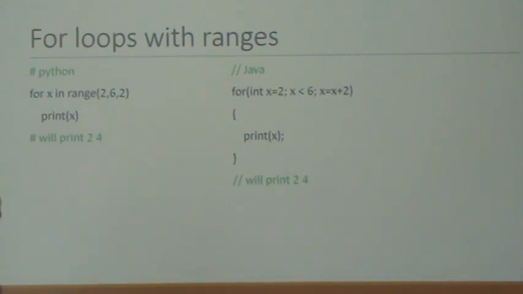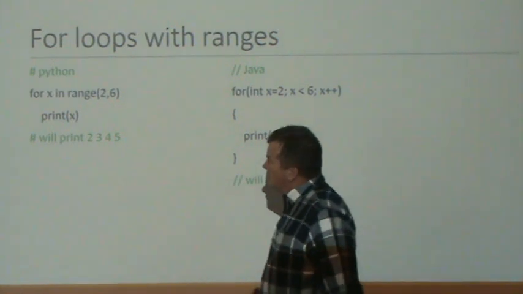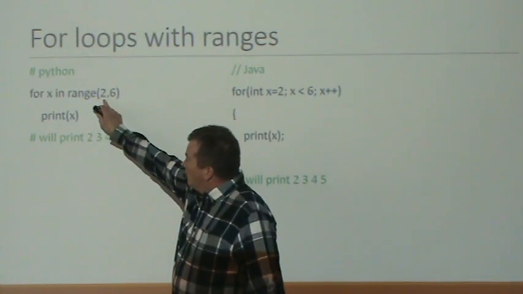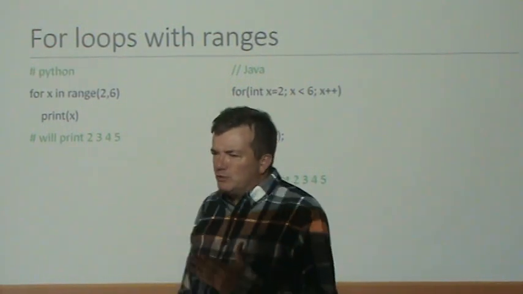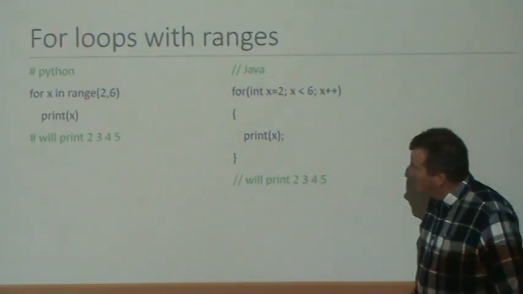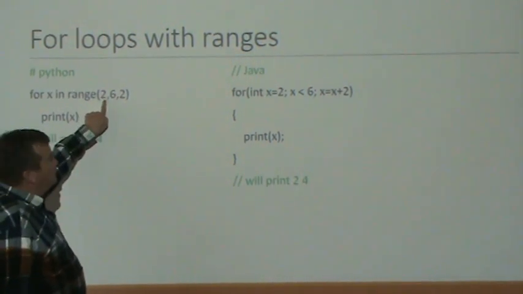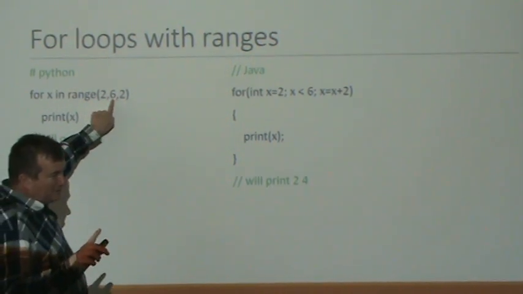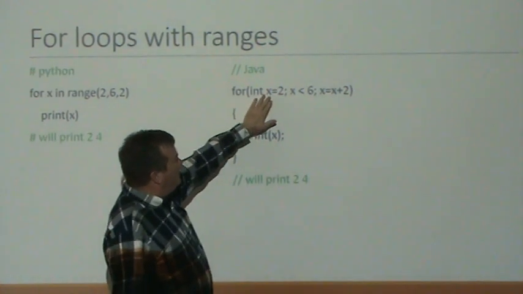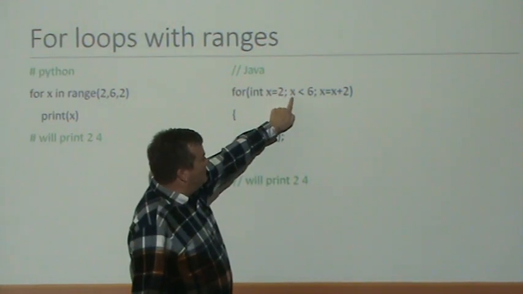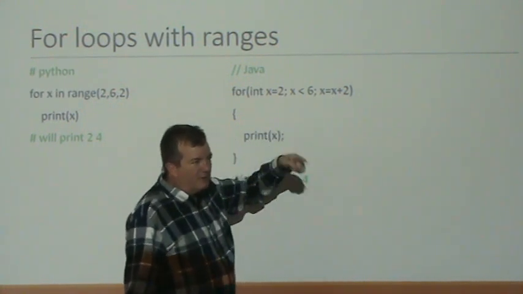Now, there's no rule that says for loops have to go from a low number up to a high number in increments of 1. That's usually what happens, but not always. So if you wanted to, you could start at 2 and go all the way up to 6, but not including 6, and increment by 2. The Java equivalent would be starting at 2, and as long as x is less than 6, not less than or equal to 6, x equals x plus 2. So now you're doing every other number.